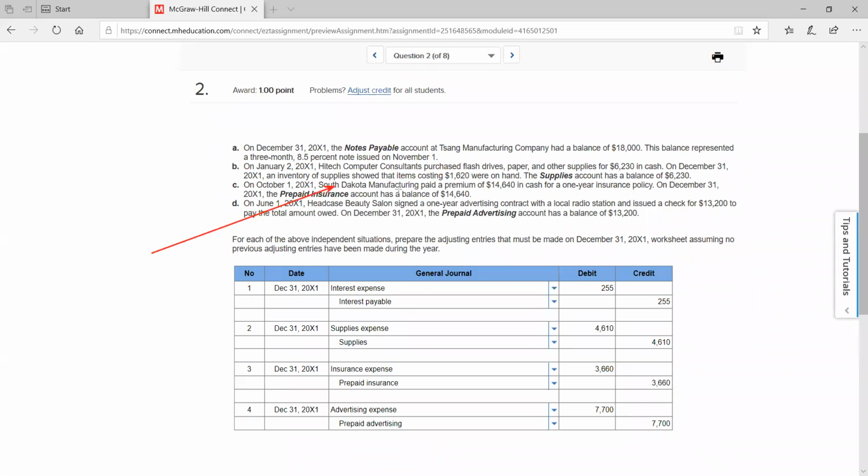This is just supplies. So we got 6,230. It says 1620 is left. And the difference between 6,230 and 1620 would give you 4610. That's going to be your supplies adjustment.